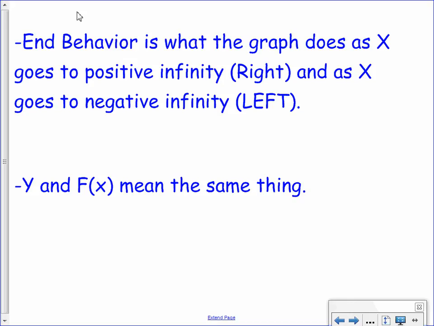Here we go. End behavior. This is what you have to translate from mathish to English. As in speaking, you do not have to write a paper for me, because I don't want to read it.